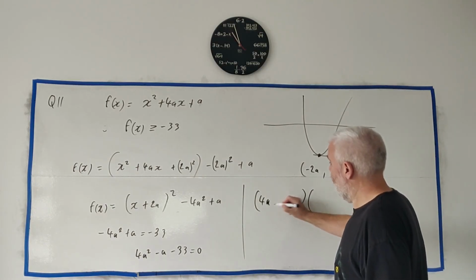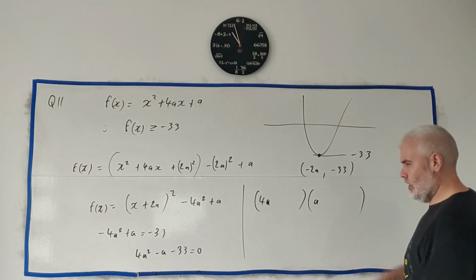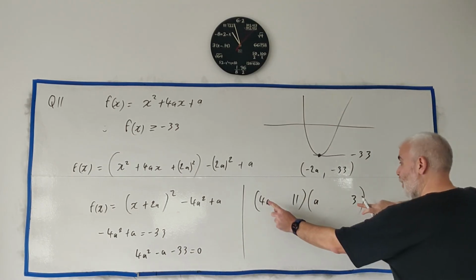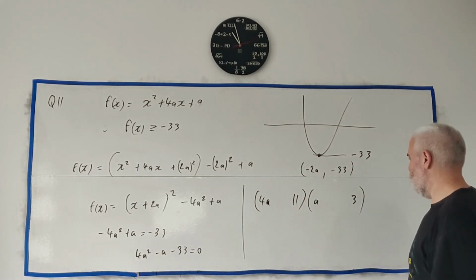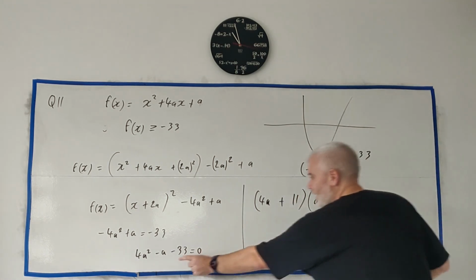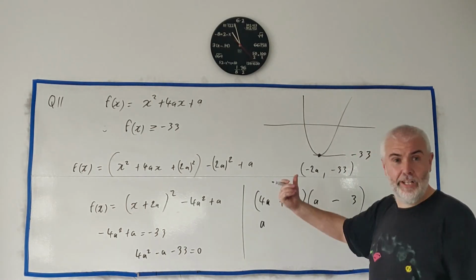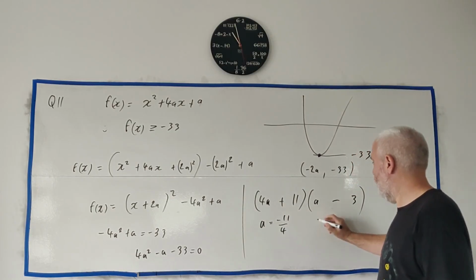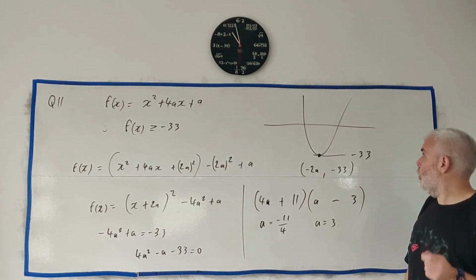4a times a, and it's 3 and 11, I think. We need the 3 here and the 11 here, because that will make 12 and 11, and that combines to get a 1. We need minus 1, so I would need minus 12 and a plus 11, and that gives me a minus 33. So your two answers here, this is full marks for part A, although I'll go ahead and do it again: a is equal to minus 11 over 4, or a is equal to 3. That's full marks. What was the other way to do it?